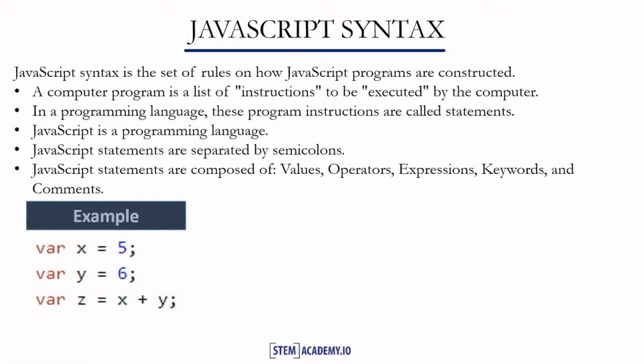JavaScript syntax is a set of rules on how JavaScript programs are constructed. A computer program is a list of instructions to be executed by the computer. In a programming language, these program instructions are called statements. JavaScript is a programming language. JavaScript statements are separated by semicolon. JavaScript statements are composed of values, operators, expressions, keywords, and comments.